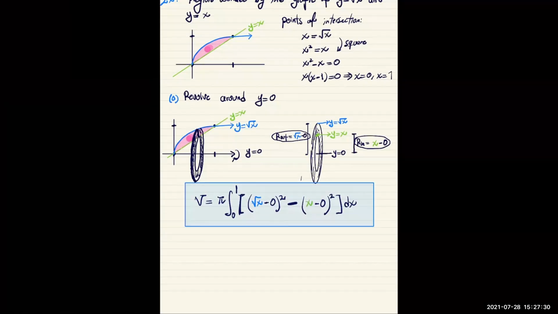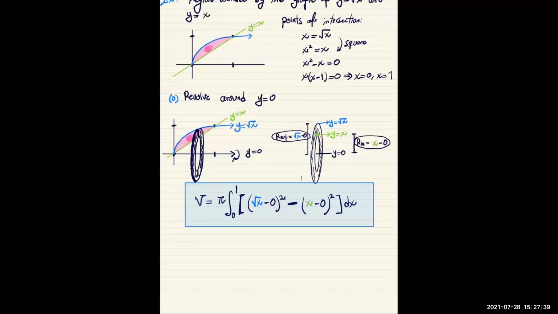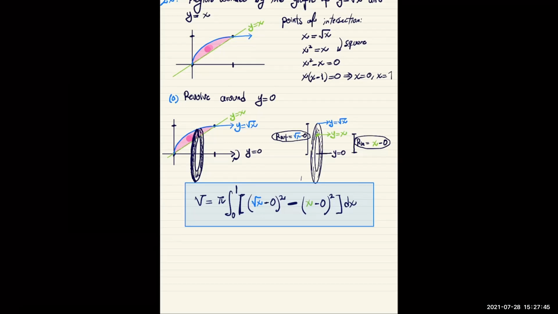So I left it. Look, I left the 0 here. You can just drop it. But I left it just in case the axis of revolution is not 0.